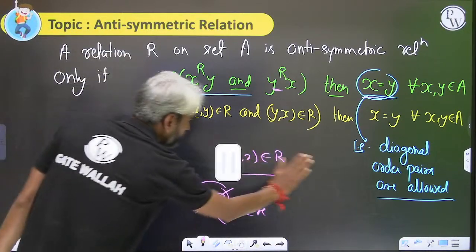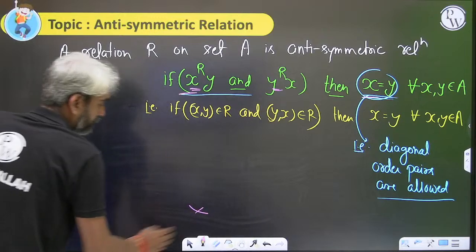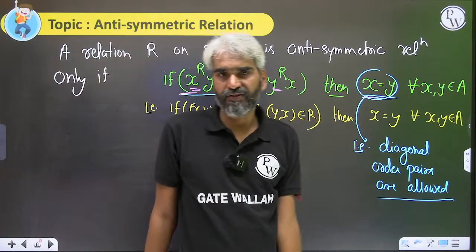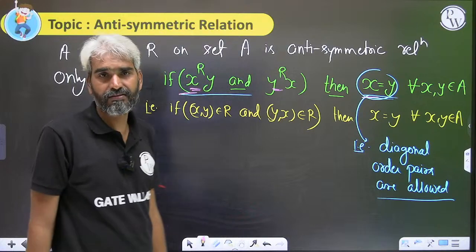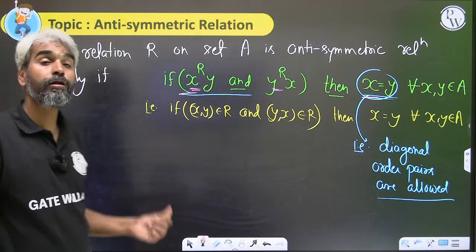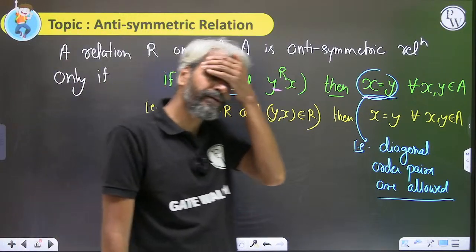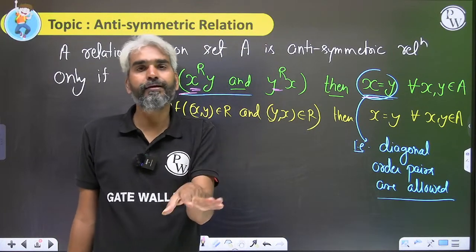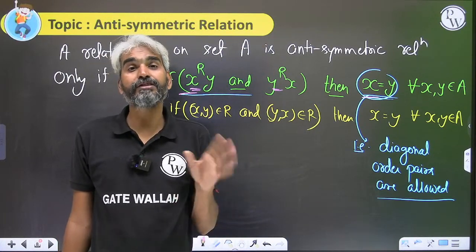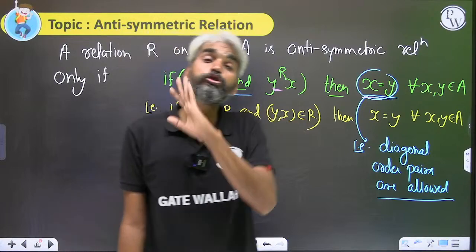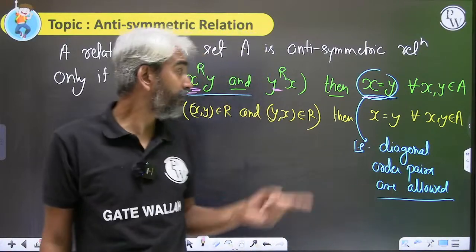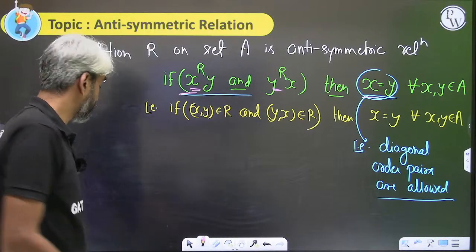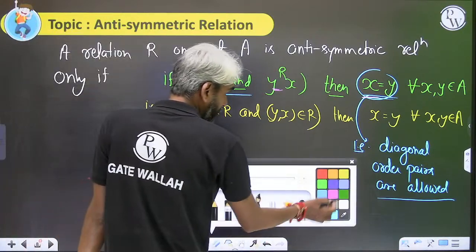Okay. So what does it mean? Diagonal ordered pairs are perfectly fine with respect to an antisymmetric relation, but for non-diagonal ordered pairs, if an ordered pair a comma b is present in the relation where a is not equal to b, then b comma a should never be present in the relation. Otherwise, this if-then statement will become false and the for all will return false. Okay, let's look at the example.